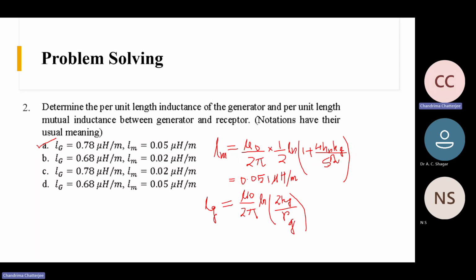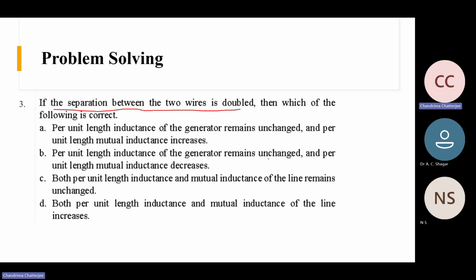This is the separation between the two conductors. So if this is doubled, then this quantity will decrease, right? This quantity will become 1/4 from the initial value, and obviously then this value will decrease. So per unit length inductance of the generator remains unchanged, that is true, but per unit length mutual inductance decreases. And that is also true.